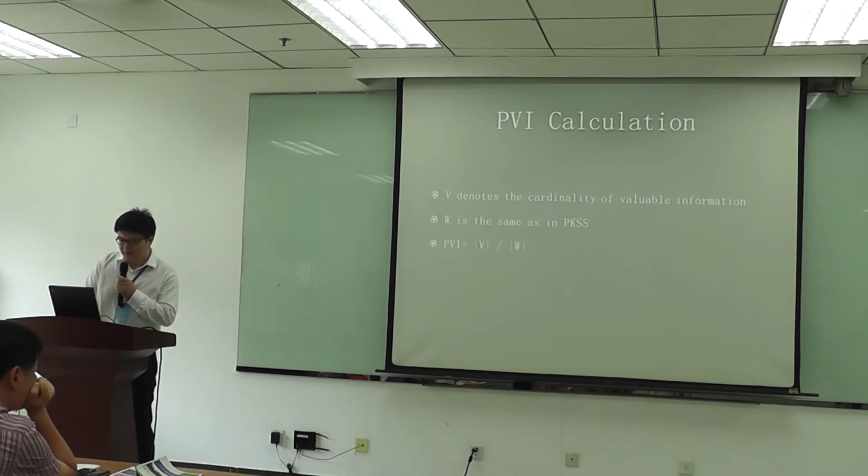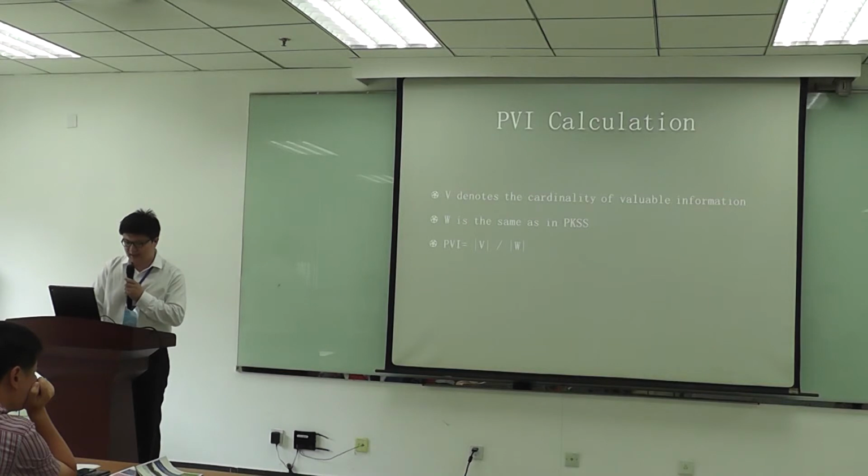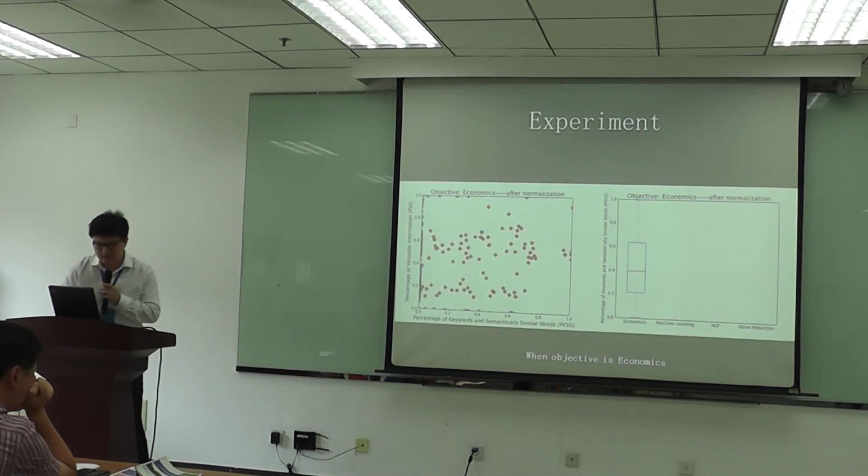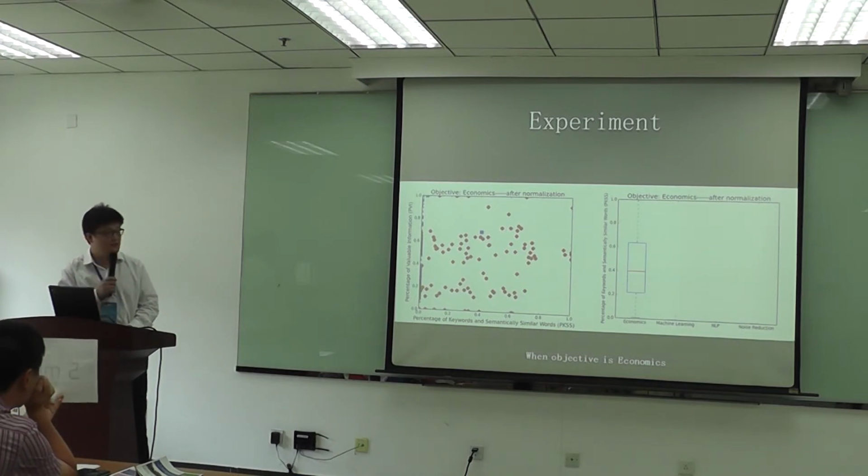And here we denote the cardinality of valuable information. W is the same as we did in the PKSS part. And below that is how PBI is calculated. Here is the experiment part. Say when the objective is economics.